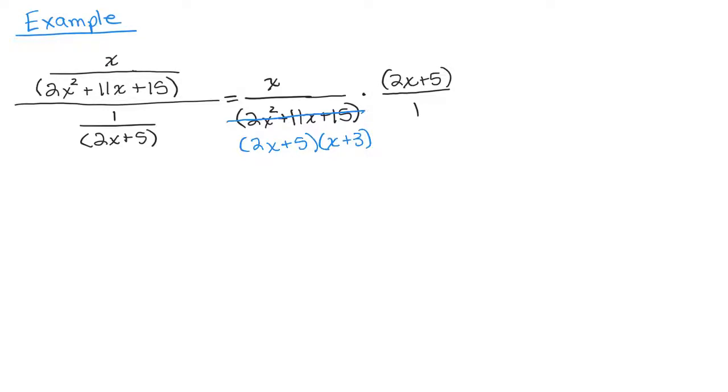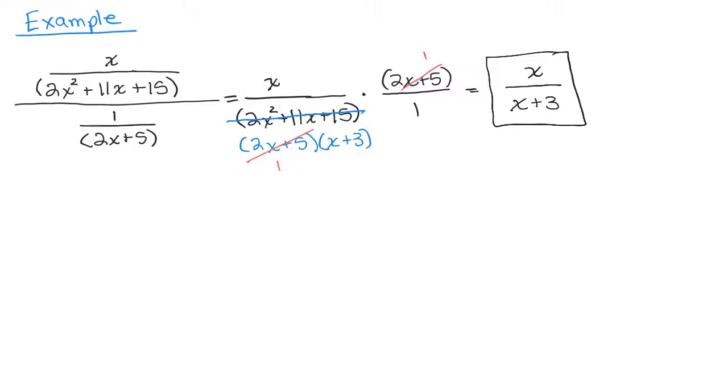Okay? All right. So now, very nice, I am able to cancel the 2x plus 5 with that 2x plus 5. So what I have left in the numerator is just the x times 1, which is x. In the denominator, I have 1 times x plus 3 times 1. That's simply an x plus 3. So that's using the first method.